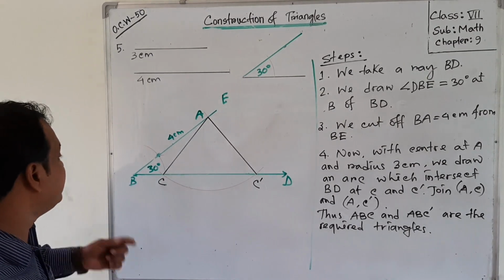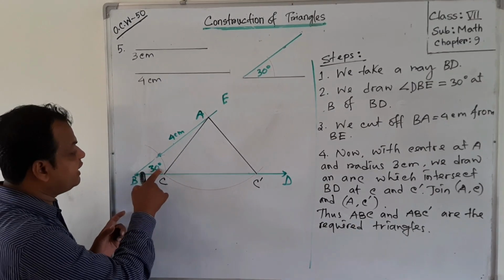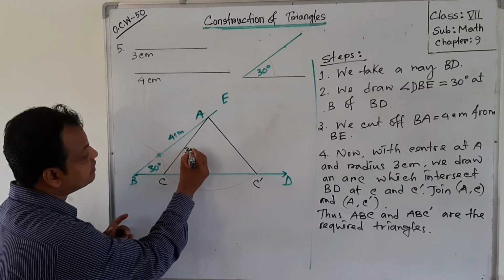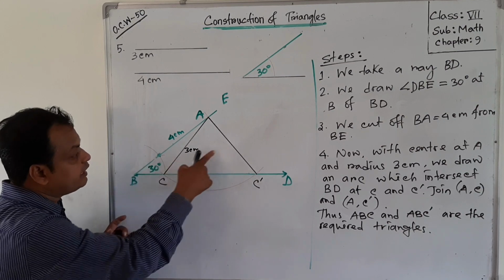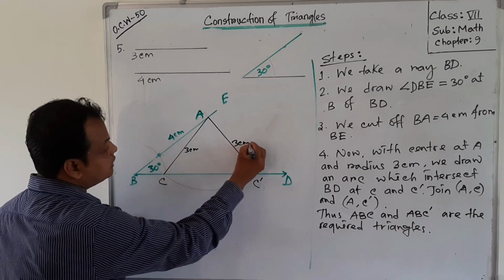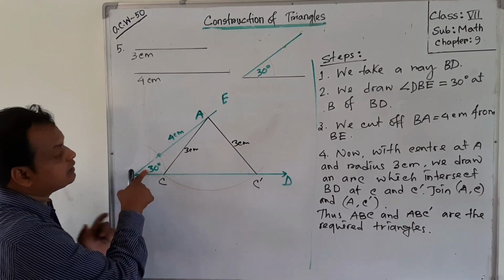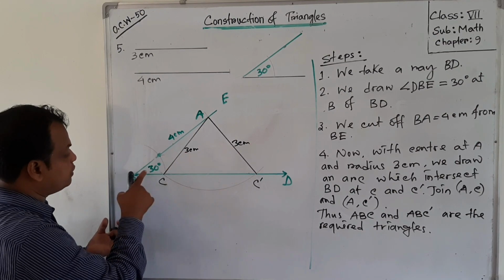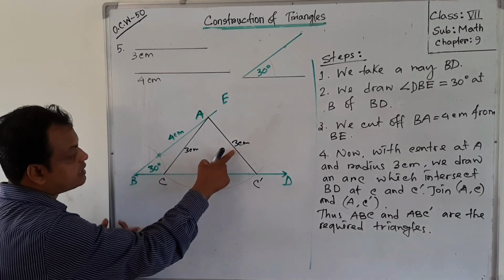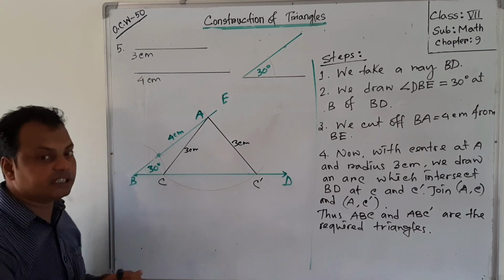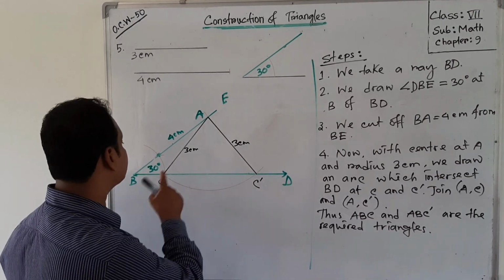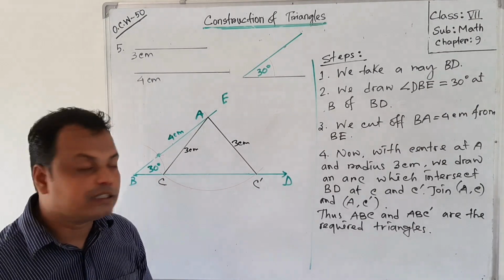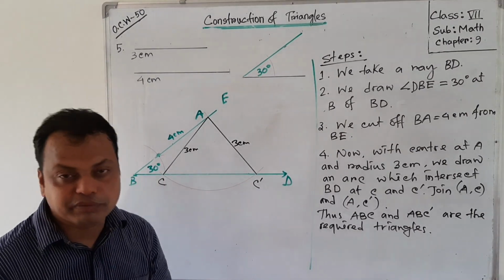According to the given information, we get 30 degree angle opposite to 3 cm. So this is the length of 3 cm, and the angle opposite to this side is 30 degree. This one also 3 cm, and the angle opposite to this side will be 30 degree. So in both cases, both triangles get the 30 degree angle. So these are the triangles according to the given information.